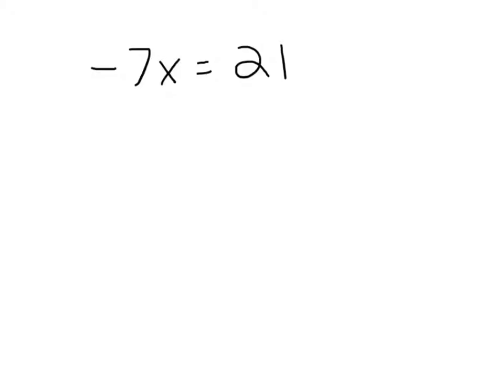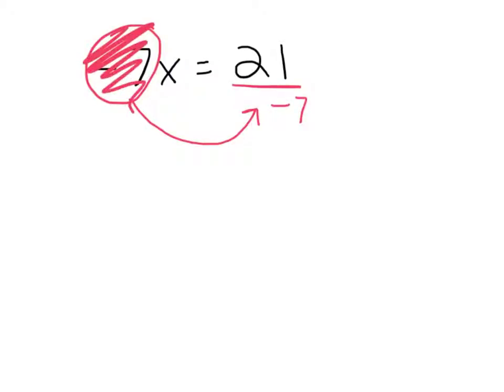Alright, here we go. I'm going to take that negative 7 times x and go to the other side. Negative 7 times, multiply by negative 7. When I multiply by negative 7 on the left side, on the right side it becomes its inverse, which is divide by negative 7. And now it's been moved. Left over on the left side is x equals 21 divided by negative 7.